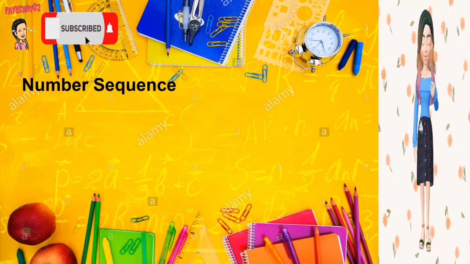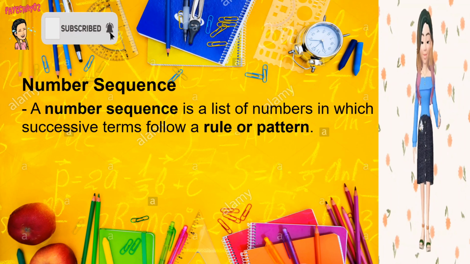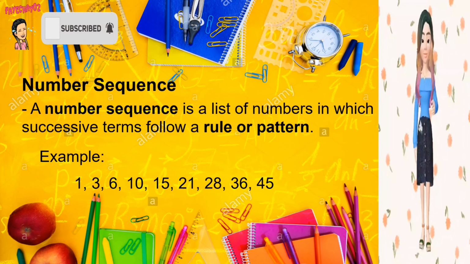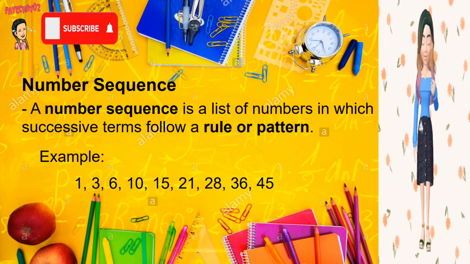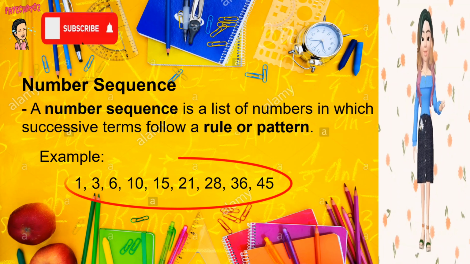Number sequence. A number sequence is a list of numbers in which successive terms follow a rule or a pattern. So, ibig sabihin, ang number sequence ay set ng numbers or terms na may rules or pattern na sinusundan, tulad ng mga bilang na ito: 1, 3, 6, 10, 15, 21, 28, 36, 45. Itong mga bilang na ito ang isang halimbawa ng number sequence.